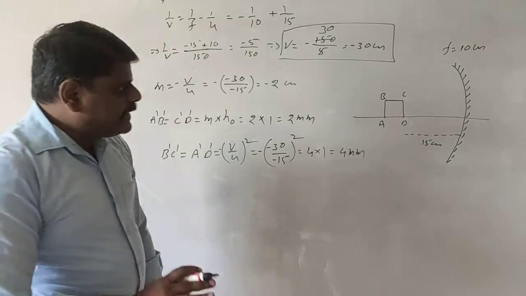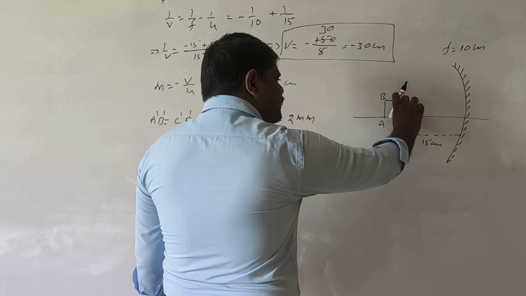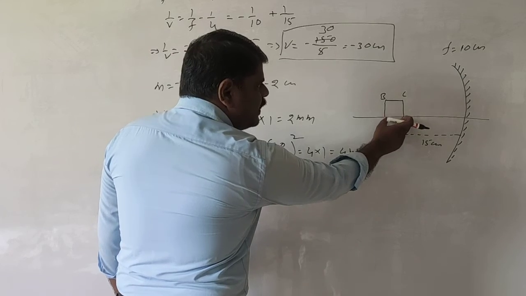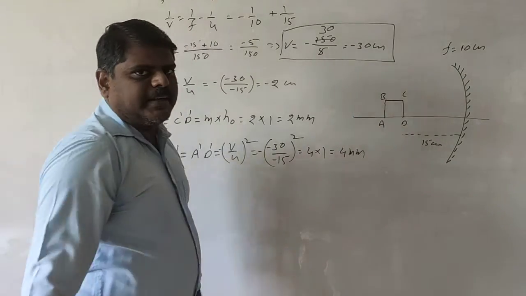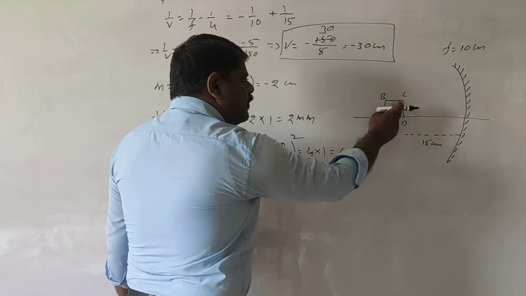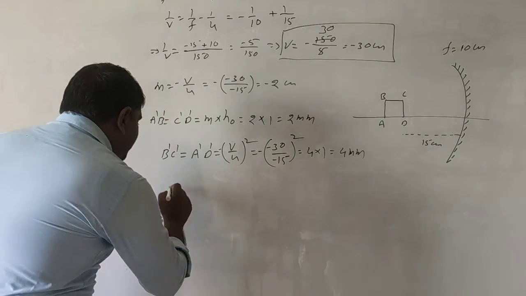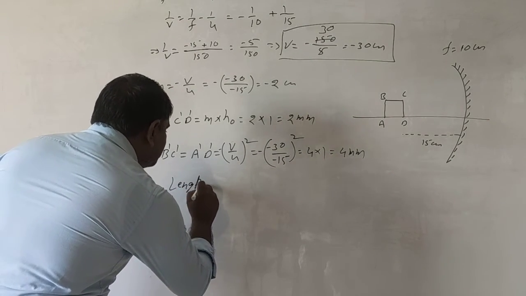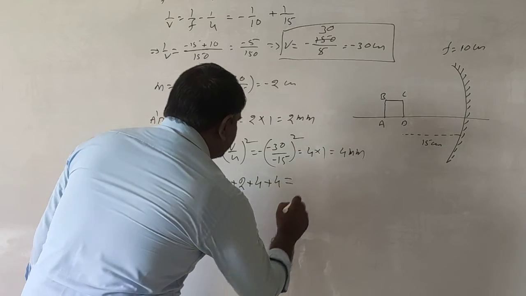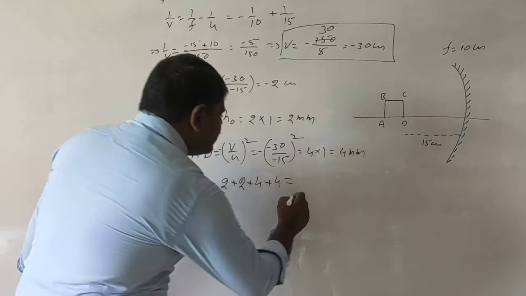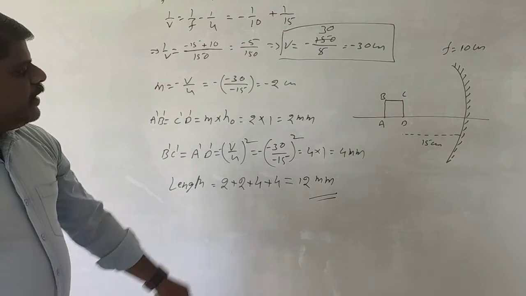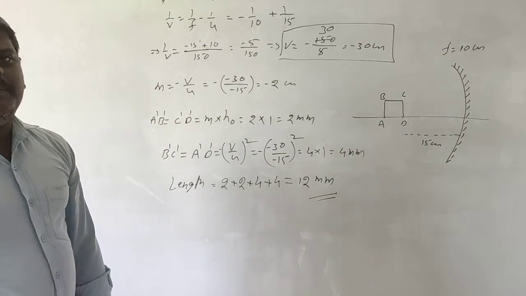Now it is clear what is happening here. This size, earlier it was 1 millimeter, and the image size will be 2 millimeters. This size, earlier it was 1 millimeter, now it is 4 millimeters. What is the total perimeter? It is 2 plus 2, 4 plus 4. That means the total length of the image is 2 plus 2 plus 4 plus 4, which is 12 millimeters. This is the perimeter of the image, 12 millimeters.